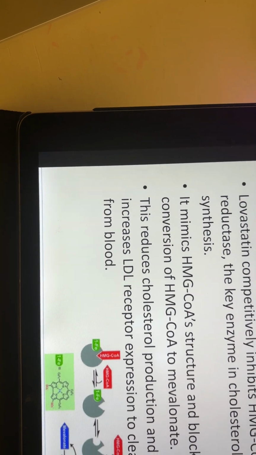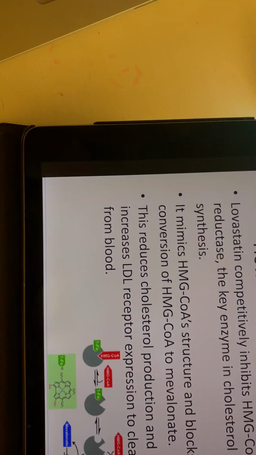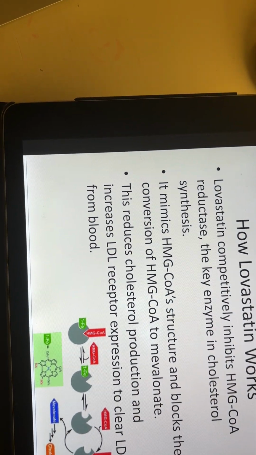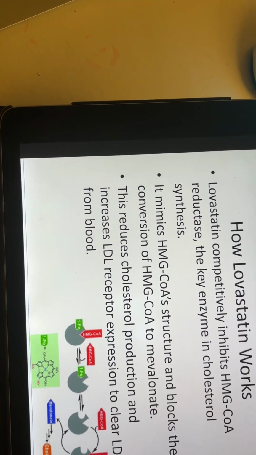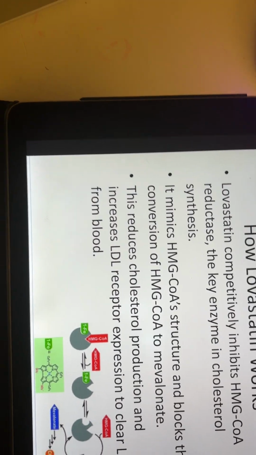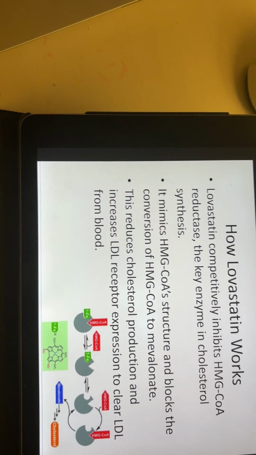Because the liver senses this drop, it starts making more LDL receptors, which helps pull LDL out of the bloodstream. The image here shows the lock and key fit between the enzyme and the drug, blocking the natural substrate from binding. And this is what makes lovastatin and other statins so effective.